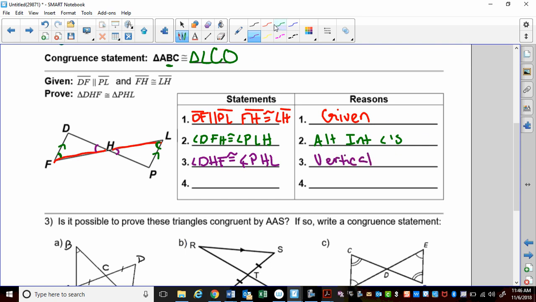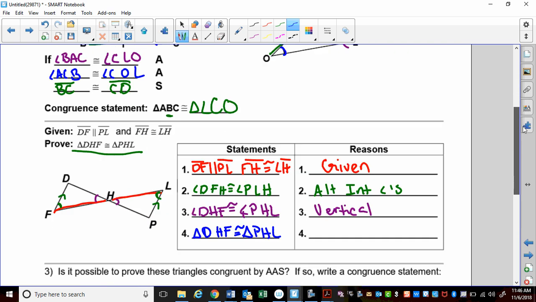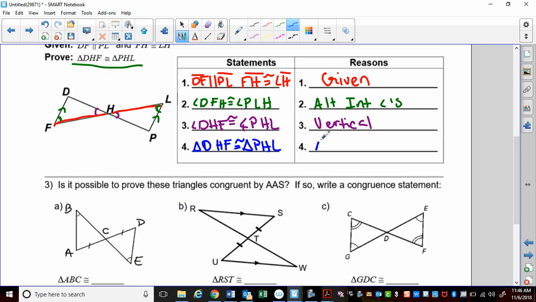My last step is always to rewrite what we're trying to prove, which is triangle DHF is congruent to triangle PHL. And my reason is angle, side, angle. Well, this one's going to be angle, side, angle.